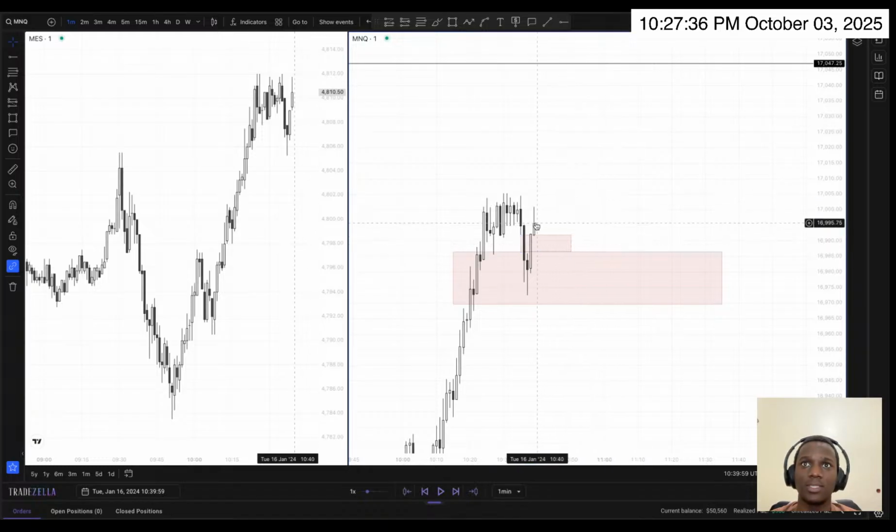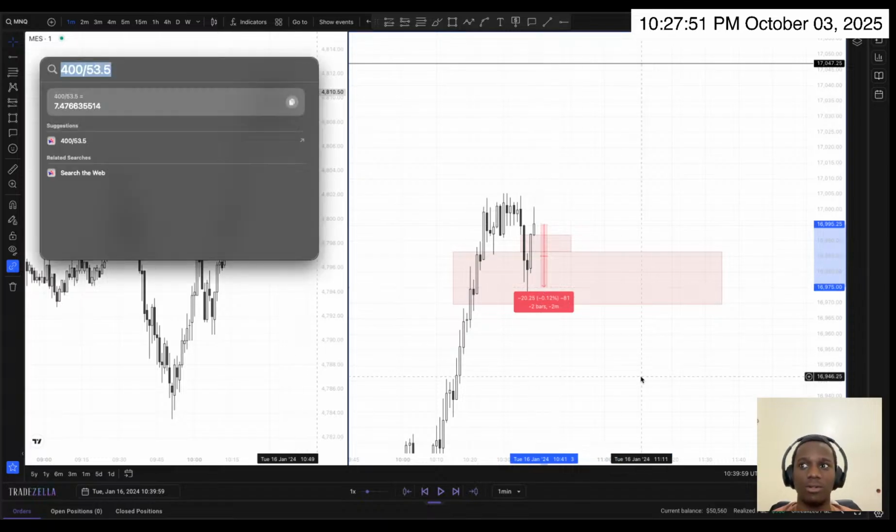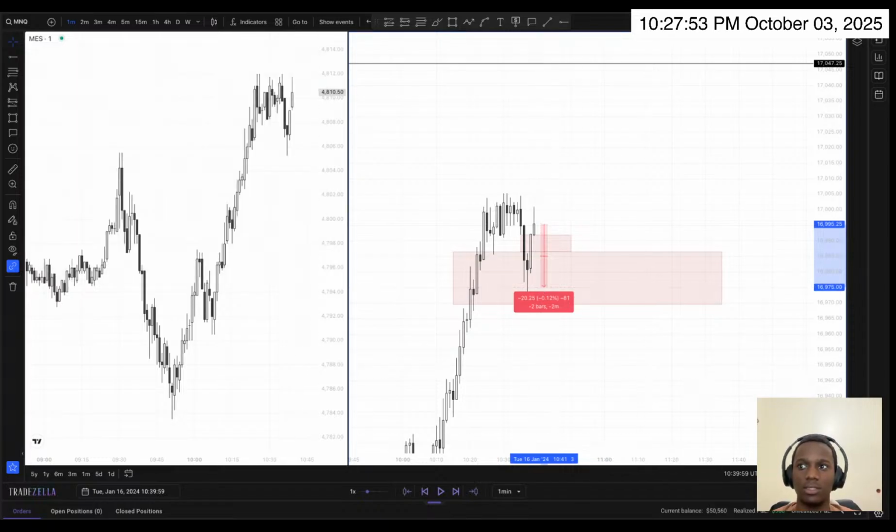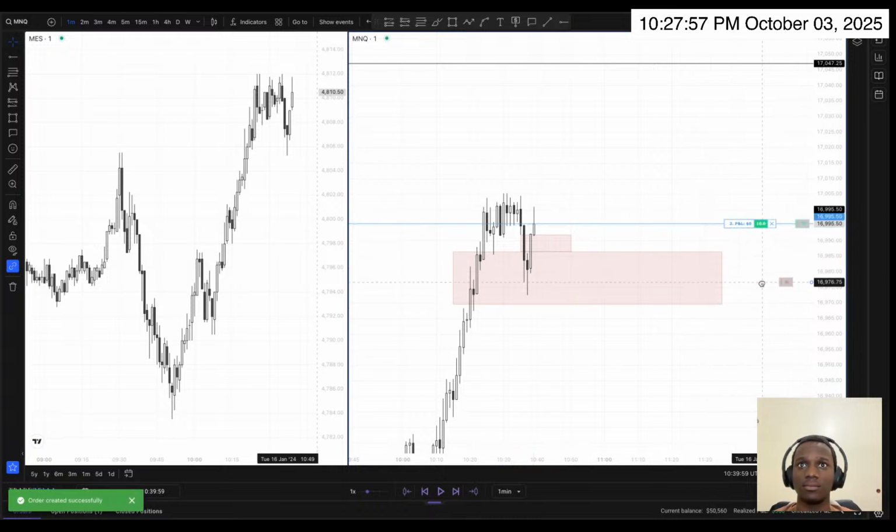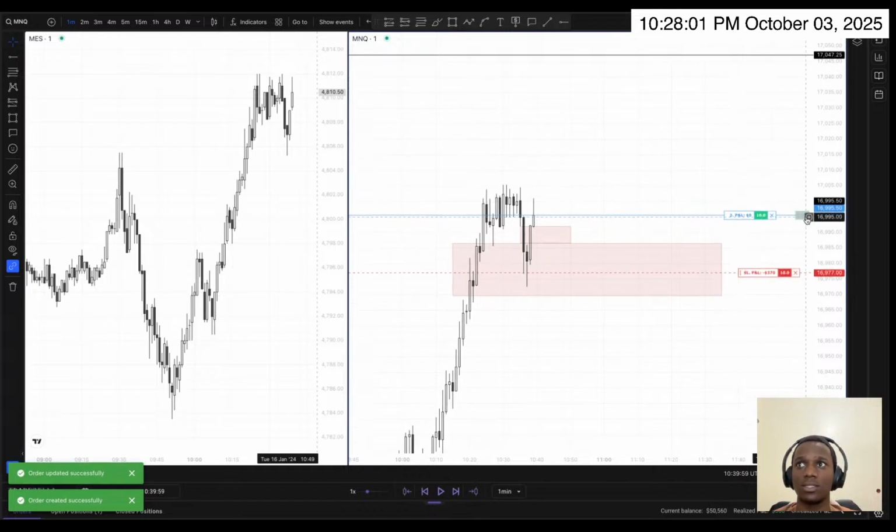We can probably take an entry inside here with our stop resting here. It will be close to 20 handles to here, and risk 400. So that's 10, one full micro. 10, buy them. Now I'm looking for price to expand higher.